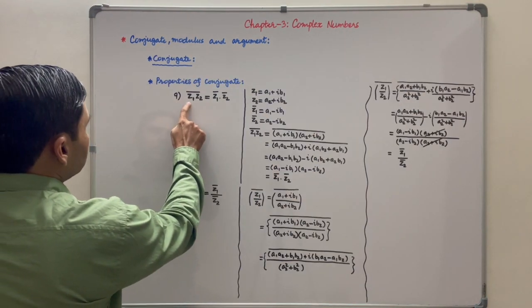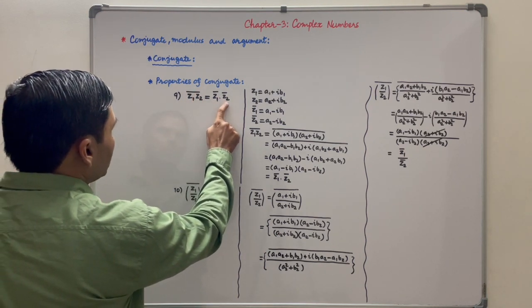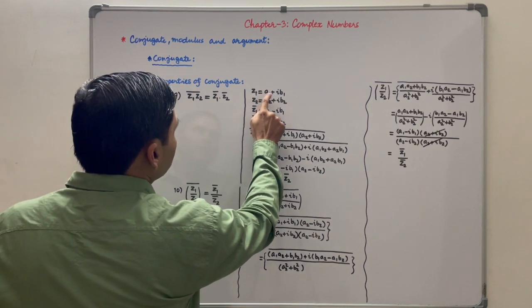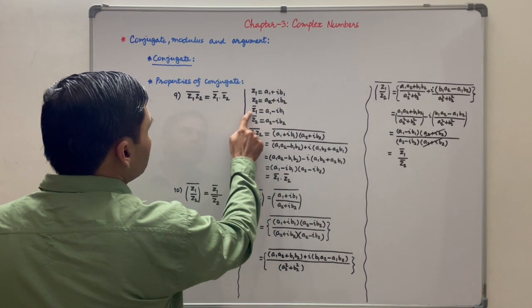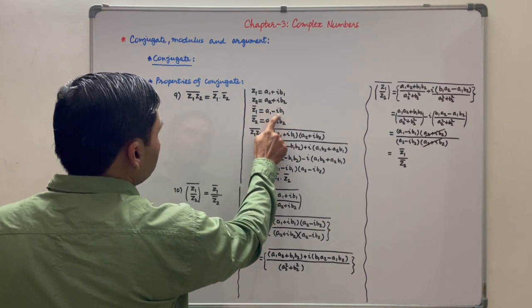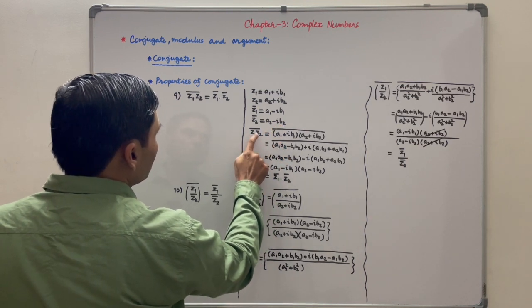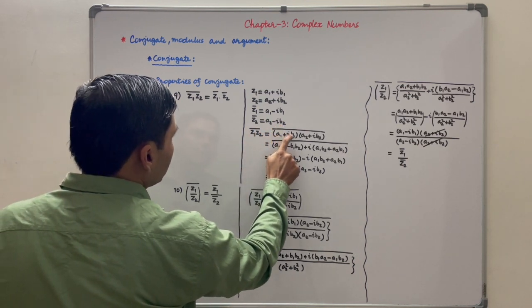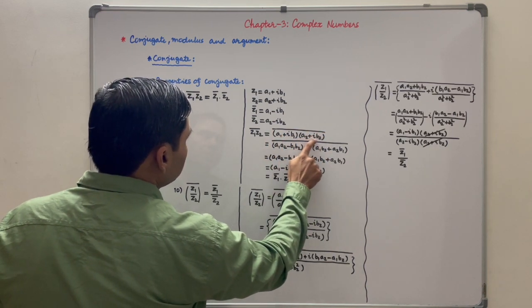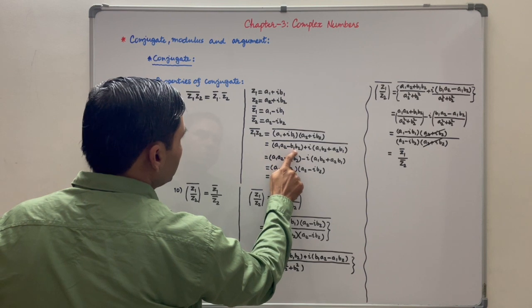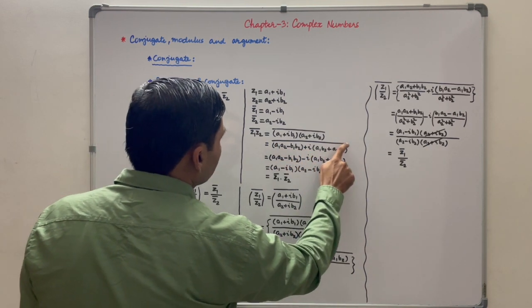Ninth property: (z1 into z2) whole bar is equal to z1 bar into z2 bar. Suppose z1 is equal to a1 plus ib1 and z2 is equal to a2 plus ib2. So z1 bar is equal to a1 minus ib1 and z2 bar is equal to a2 minus ib2. (z1 z2) whole bar is equal to ((a1 plus ib1) into (a2 plus ib2)) whole bar. We can simplify this as (a1 a2 minus b1 b2 plus i into (a1 b2 plus a2 b1)) whole bar.